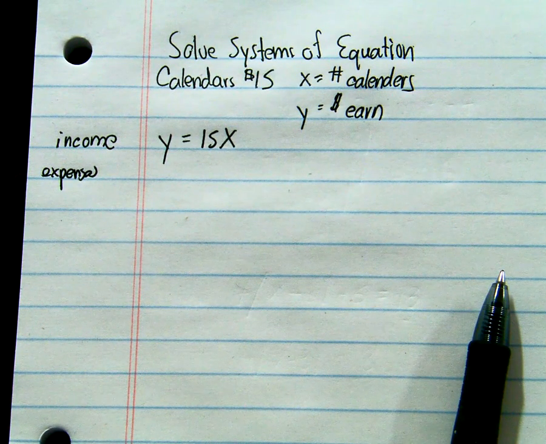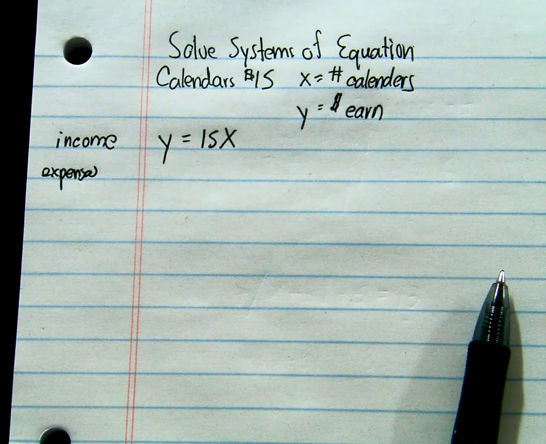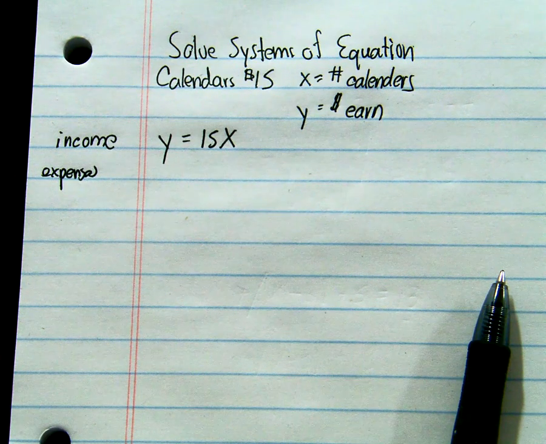Brainstorm with me. Printing. Okay, so printing will be like I've got to pay for the paper and the ink that goes into the calendar, right? That shiny, glossy calendar paper. That's going to be an expense for sure. Can you think of other expenses that may come along with it?